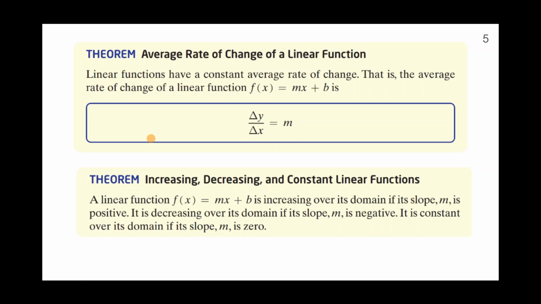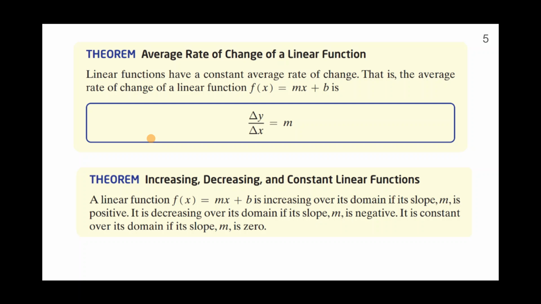Theorem: the average rate of change of a linear function. Linear functions have a constant average rate of change. That is, the average rate of change of a linear function f of x equals mx plus b is equal to the slope of that linear function. So the average rate of change is constant, and it is equal to the slope of the linear function. That's basically what that theorem is saying.